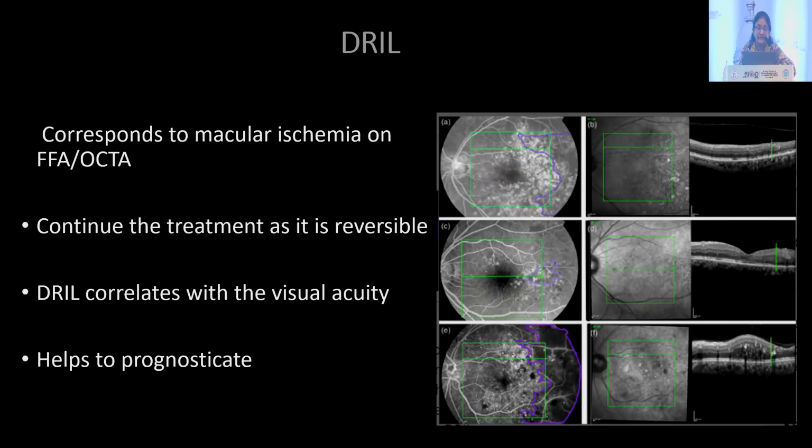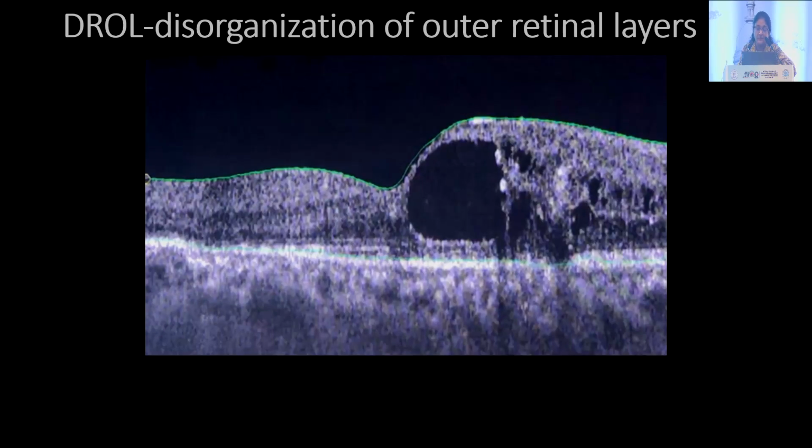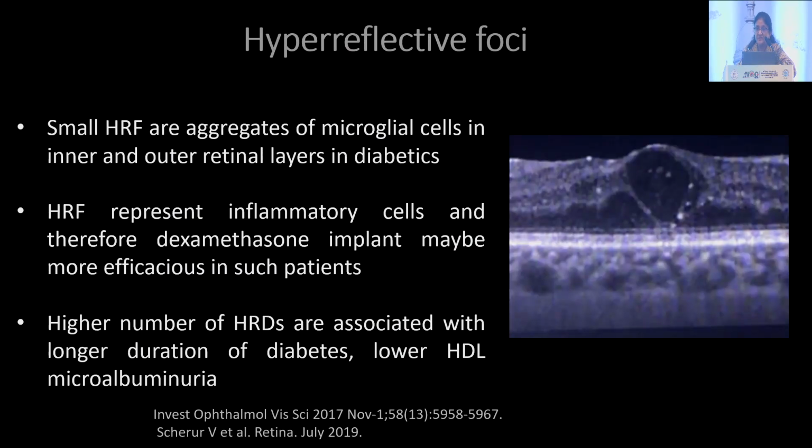It correlates well with the visual acuity and also helps to prognosticate the patient. A DRIL is a bad prognostic sign because it tells us that there has been damage to the photoreceptors, and these patients are unlikely to recover the vision.